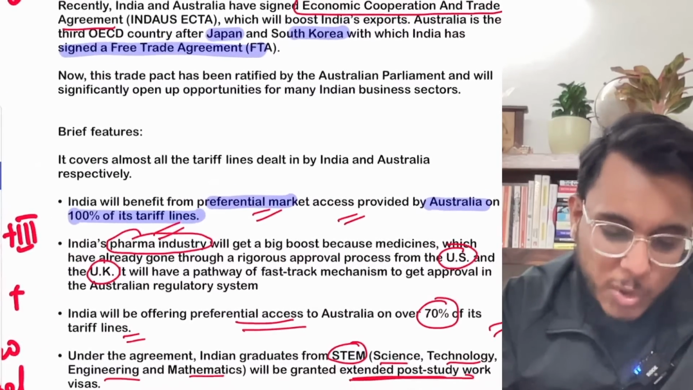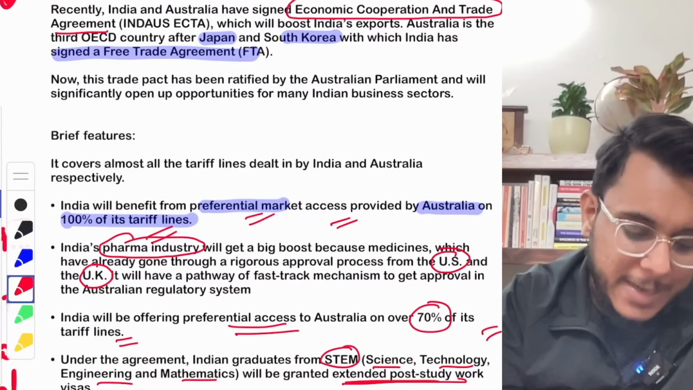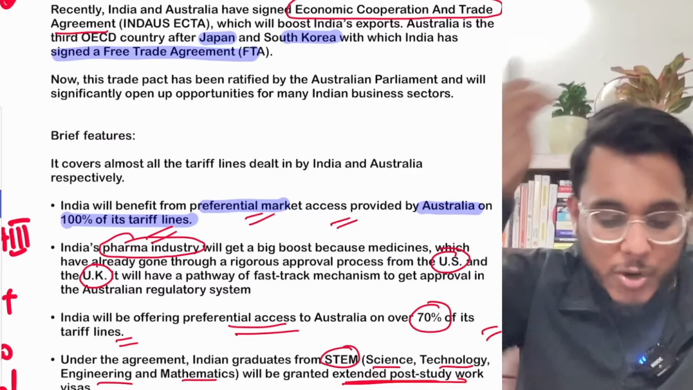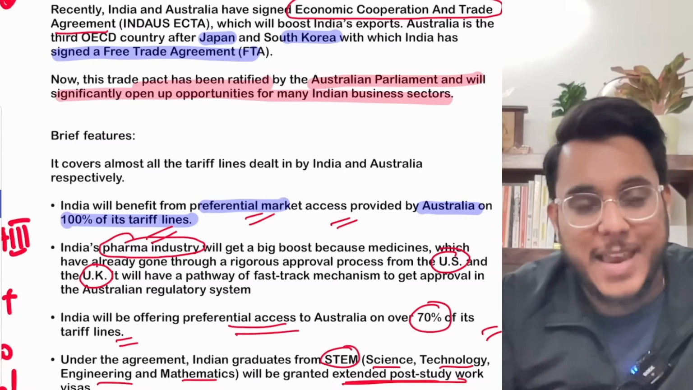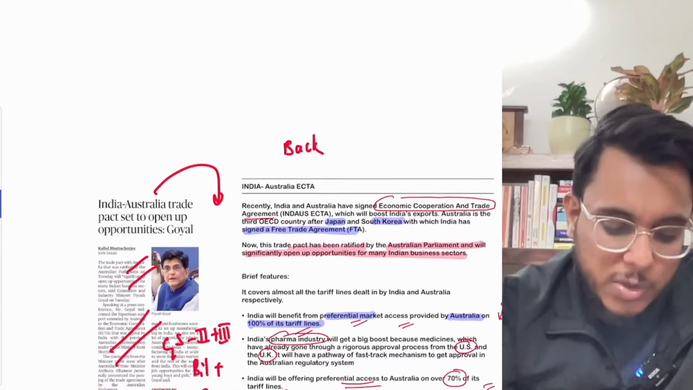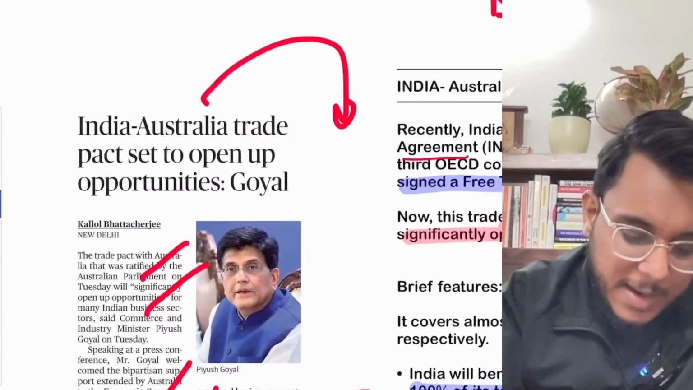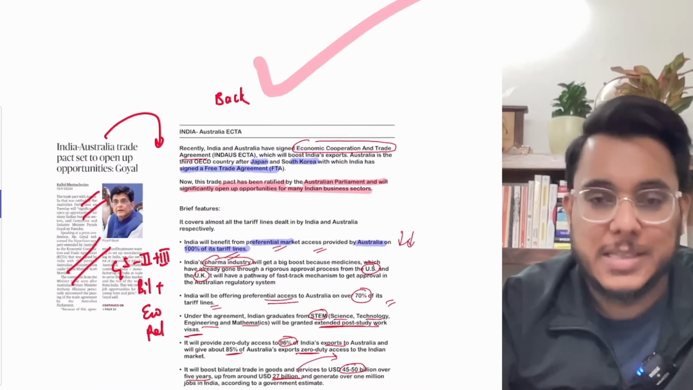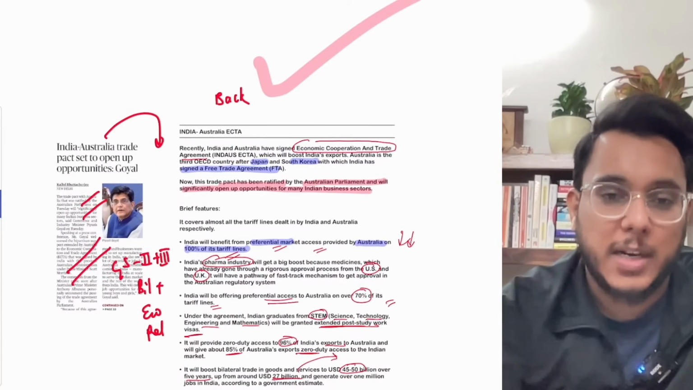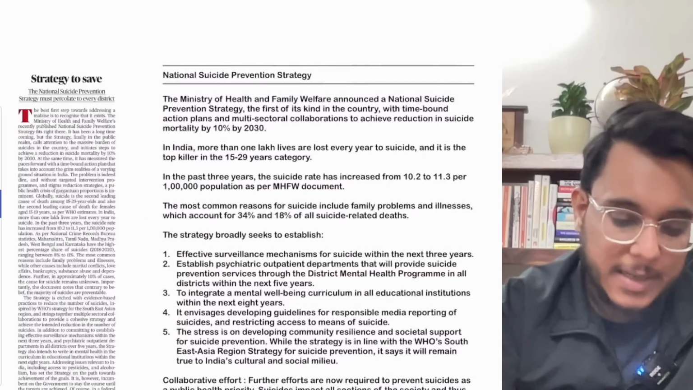Now what is the news? So right now the news is of only two lines. What happened? The Australian Parliament has ratified the ECTA. The ECTA was to be passed in Australia's Parliament, and now Australia's Parliament has given it approval. So this is something that has happened. Guys, I hope that you have understood it, and now we'll move to the next article.